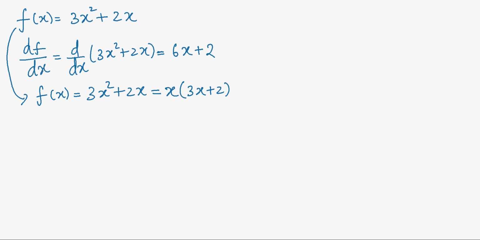Okay, x is the only common factor between them that can be taken as the first common factor, multiplied with the rest. When the x is taken out of the 3x squared, the rest will be 3x. The idea is when you multiply the x back into the 3x, you should get the 3x squared. That is how we factorize.